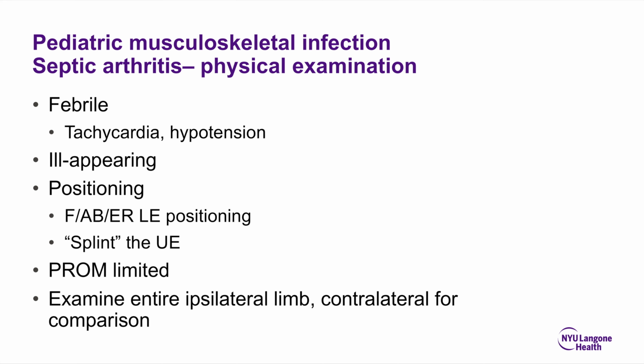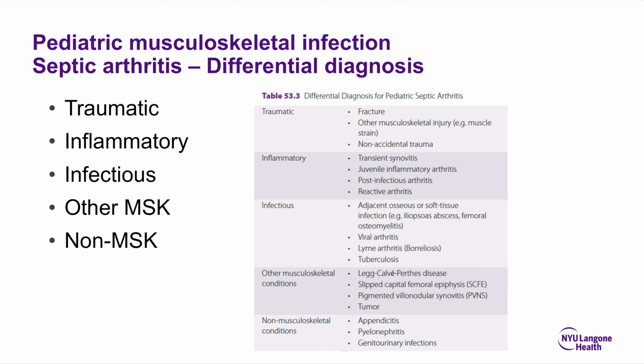And then again, you always want to examine the entire ipsilateral limb as well as the contralateral limb for comparison purposes. The differential diagnosis of septic arthritis in a child is listed here. The 5, I would say, main categories include traumatic, meaning fracture or even non-accidental trauma. Inflammatory, which includes transient synovitis or a juvenile inflammatory arthritis or a post-infectious arthritis. Infectious, meaning there's associated bacterial infection in the musculoskeletal system, like an abscess or osteomyelitis.